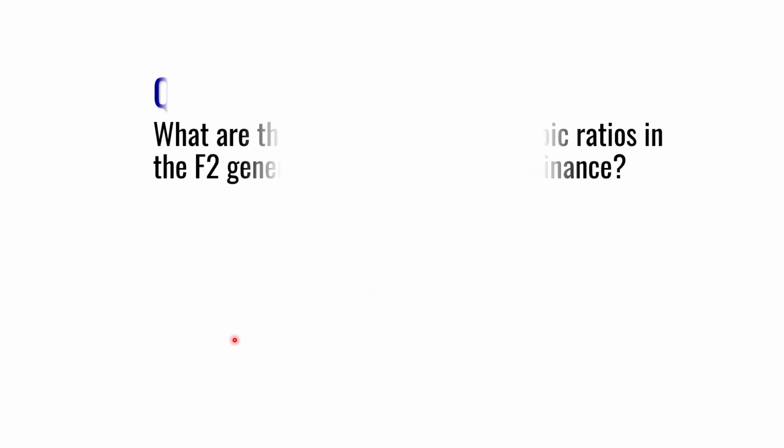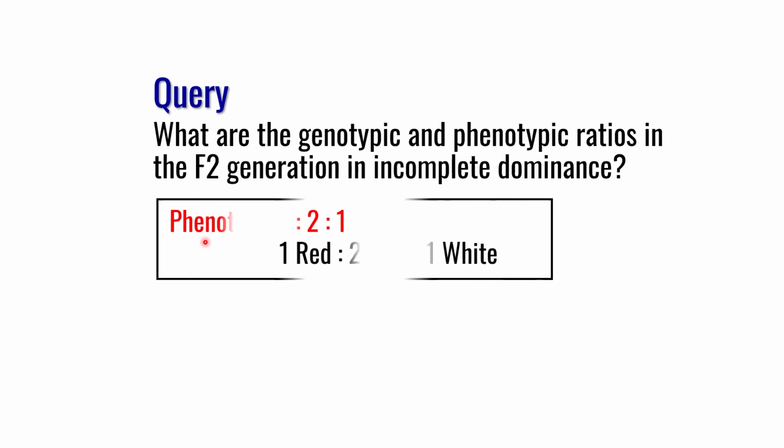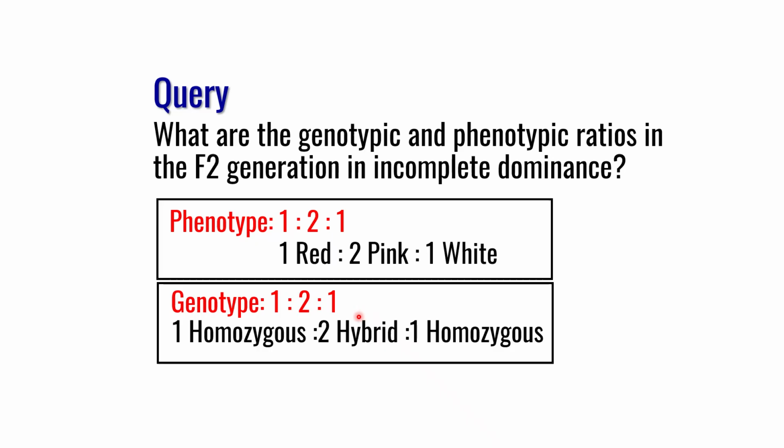So here is a query. What are the genotypic and phenotypic ratios in the F2 generation in incomplete dominance? The answer is very simple. The phenotypic ratio in this case I had described is 1 is to 2 is to 1: 1 red, 2 pink and 1 white. Genotypic ratio is also the same, 1 is to 2 is to 1: 1 homozygous red, 1 homozygous white and 2 are pink.